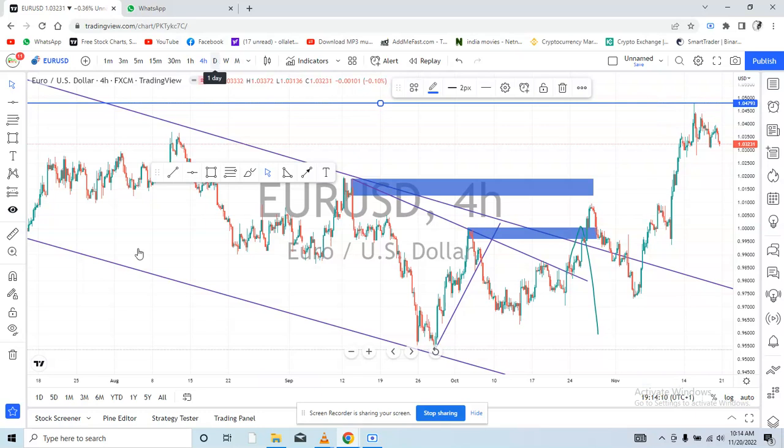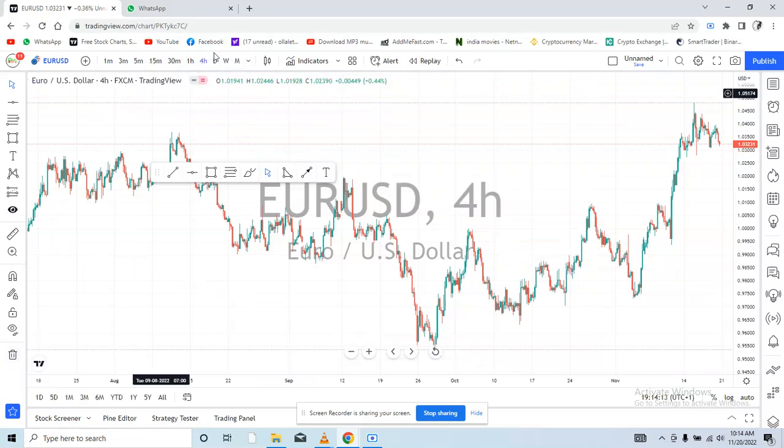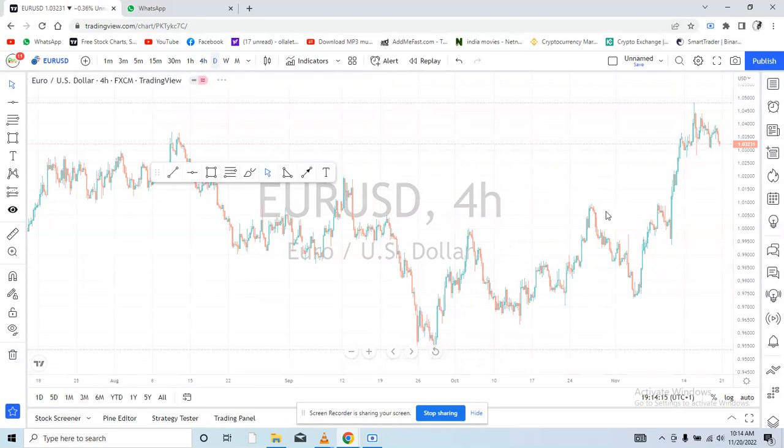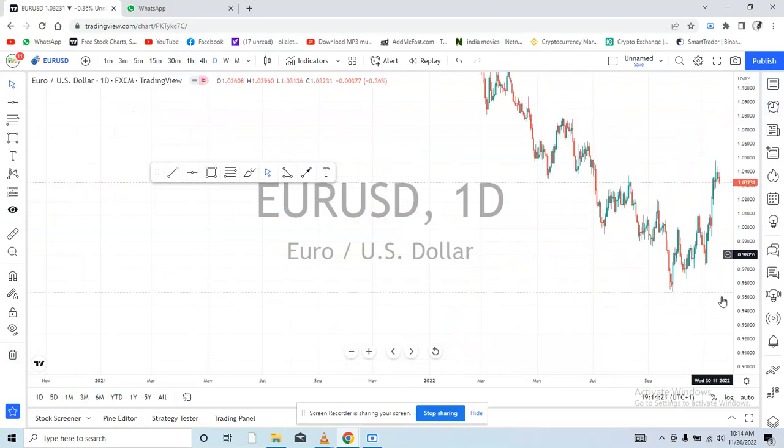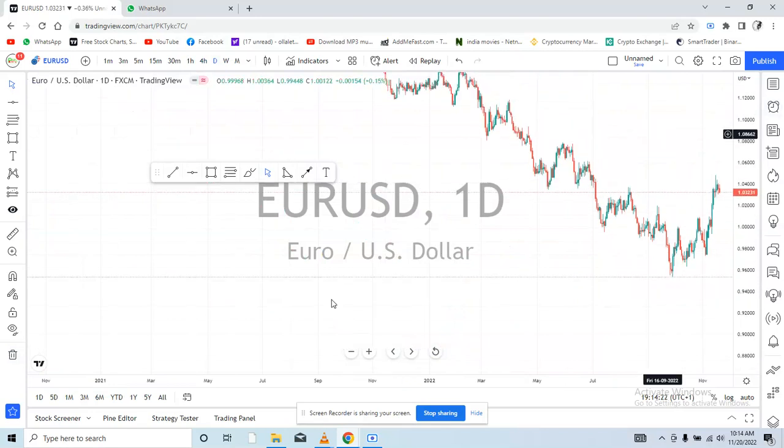Let me switch to the daily time frame because we are trading for tomorrow. Let me clean all this stuff. As for tomorrow, I don't need to go on the monthly time frame again. This is just for trading purposes. What you should pay attention to now, like I said, is what we have here on the daily time frame.